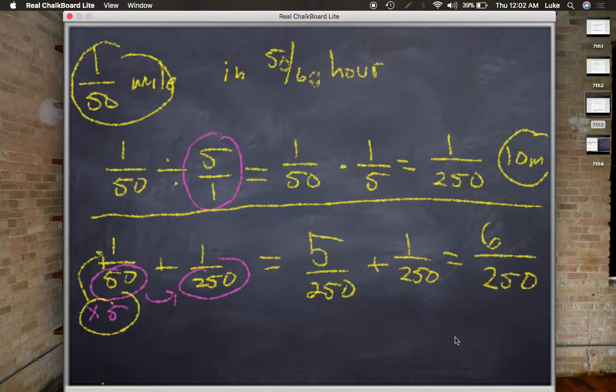Now we can reduce that. Let's get our answer a little bit smaller. We can divide both of these by 2, so 6 divided by 2 gives us 3. 250 divided by 2 gives us 125. And that is our nice, comfortable answer for how far our very slow snail will go in 1 hour. He will go 3/125ths of a mile.